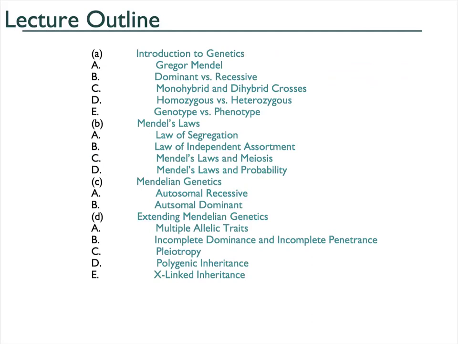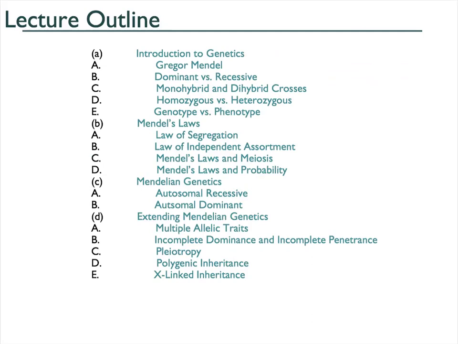So in the course of this lecture today, we'll be looking at Gregor Mendel and his work with the common garden pea to uncover some of the patterns of inheritance. We'll talk about some terminology like dominance versus recessive, and introduce you to both monohybrid and dihybrid crosses. This is primarily what we'll get more experience with in lecture time. We'll discuss what it means to be homozygous versus heterozygous, and what a genotype and phenotype are.